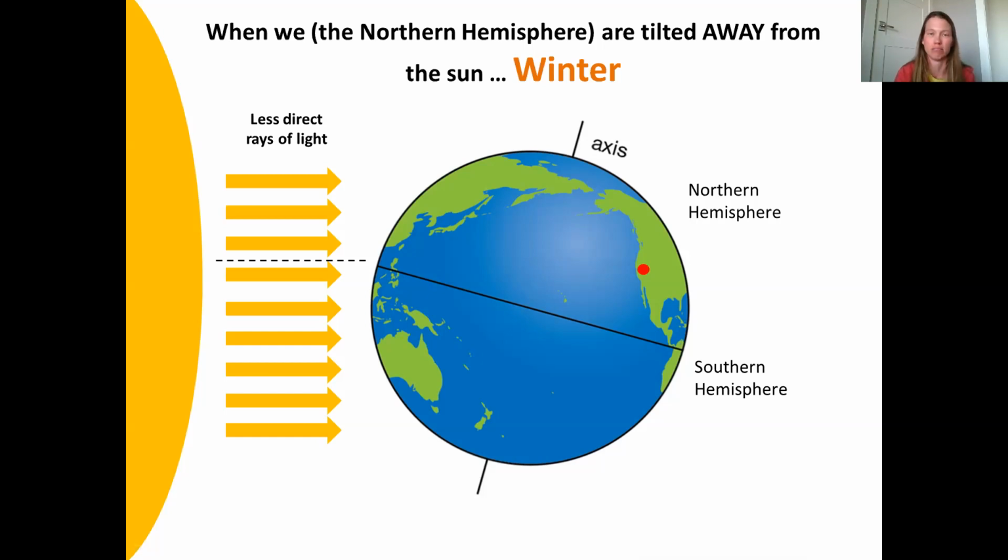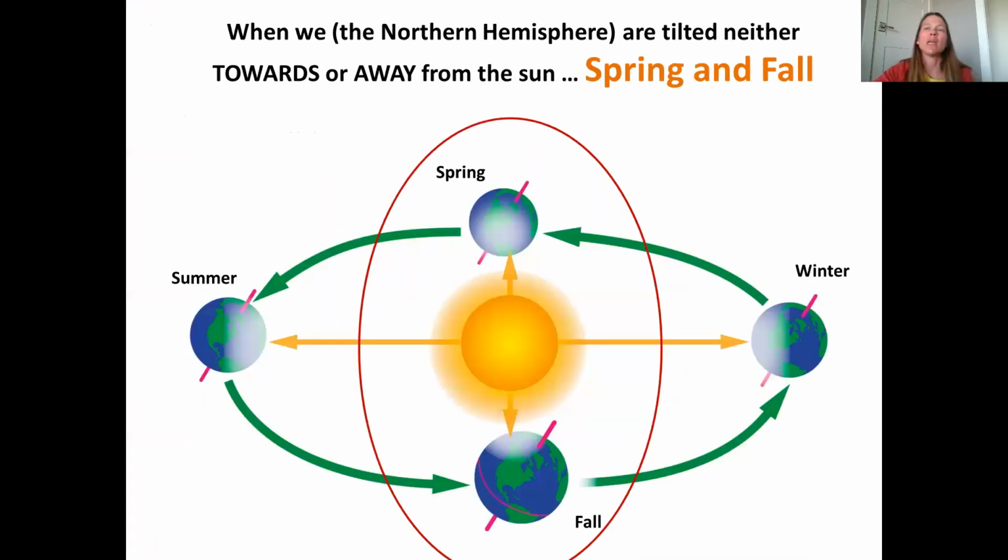So what about these two in the middle? These two seasons in the middle are what we know as spring and fall. During spring and fall, the Earth is tilted neither towards the sun nor away from the sun. And because we are not tilted towards or away from the sun, we experience weather that falls in between those two seasons of summer and winter.